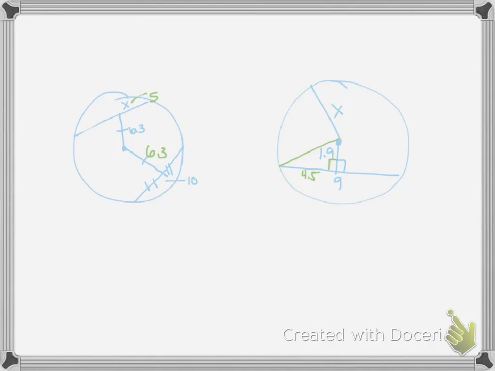So I'm going to do 4.5 squared plus 1.9 squared equals my c squared. So 4.5 squared is 20.25. 1.9 squared is 3.61. We add them to get 23.86. Opposite of squaring is square rooting. So that c, or that radius, is going to be 4.9.